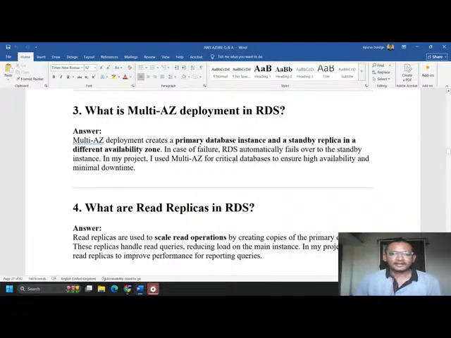What is a multi-AZ deployment in RDS? Multi-AZ deployments create a primary database instance and standby replicas in a different availability zone. In case of failure, RDS automatically fails over to the standby instance. In my project, I used multi-AZ for critical databases to ensure high availability and minimal downtime.